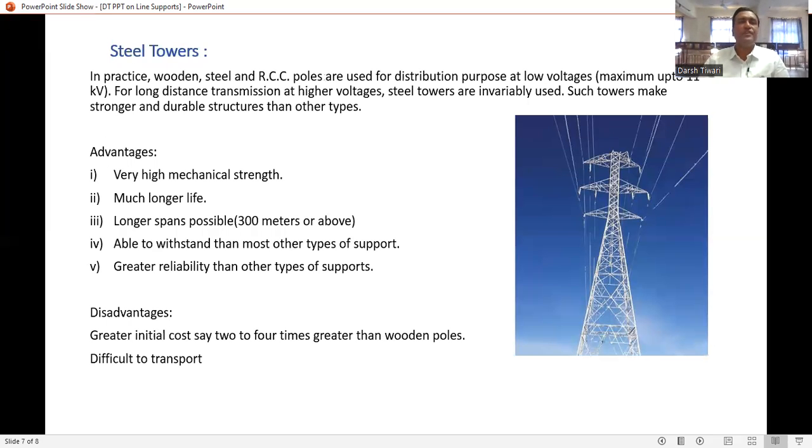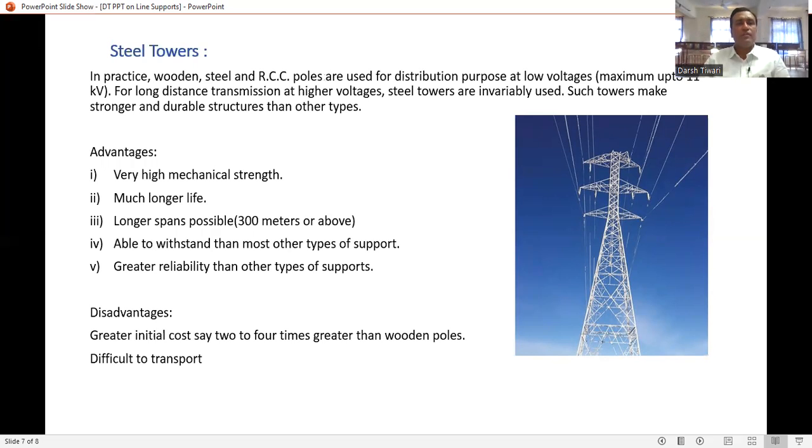Now, the last is steel towers. In practice, wooden, steel, and RCC poles are used only for distribution purpose at low voltages and may be allowed up to a maximum of 11 kV. But for longer distance transmission of higher voltages, steel towers are invariably used. Such towers make a stronger and more durable structure than other types.